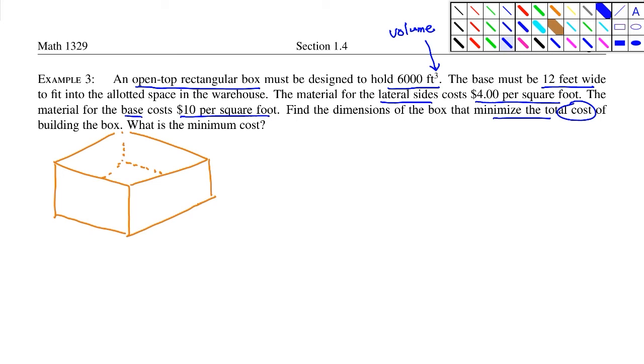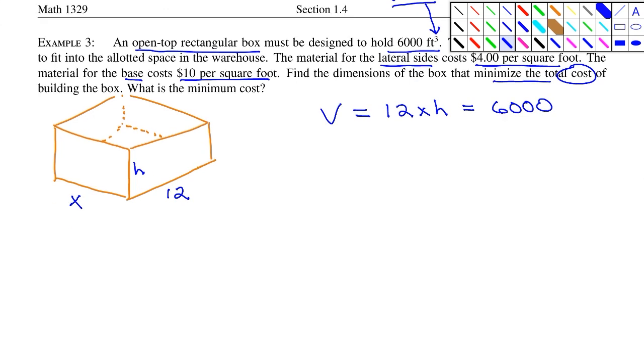And let's use the volume part first. So what is the volume? Oh, I need to label my box. Hang on, let's label my box. So I'm just going to call this 12. I'm going to call this X, and I'm going to call the height H. Now let's do my volume. So my volume is going to be length times width times height. So it's going to be 12 times X times H. And I know that that is equal to 6,000 cubic feet. All right, let's hold on to that for a second.